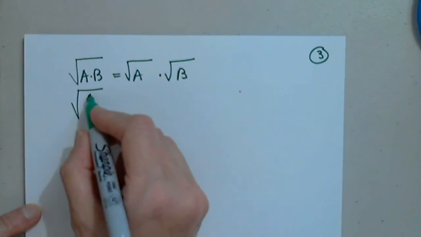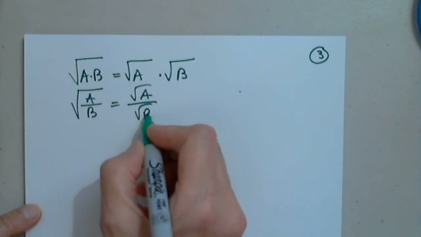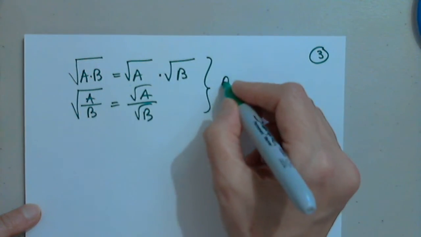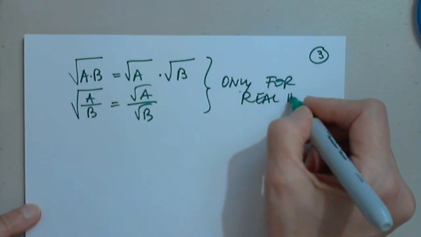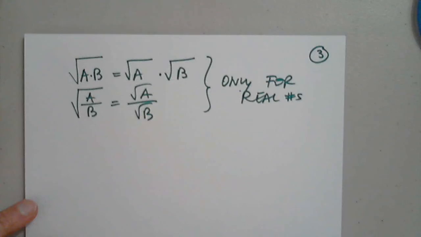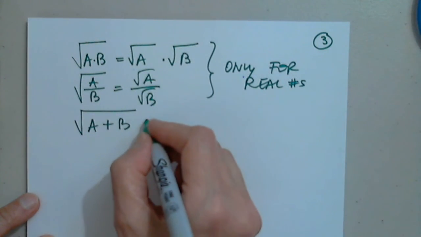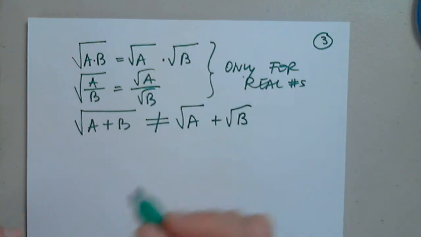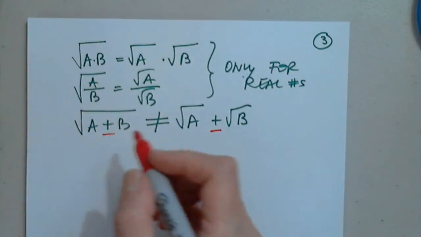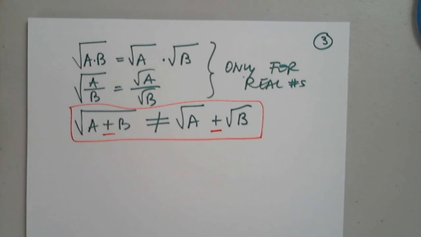Since we are here, let's also refresh our memory on the division. So this is true too, only for real numbers. So this is true for real numbers. And the square root of a plus b never equals the square root of a plus the square root of b. The same is valid for subtraction. This will be a terrible mistake to make.